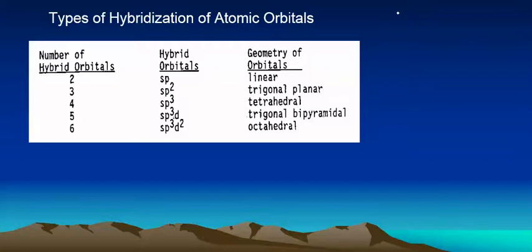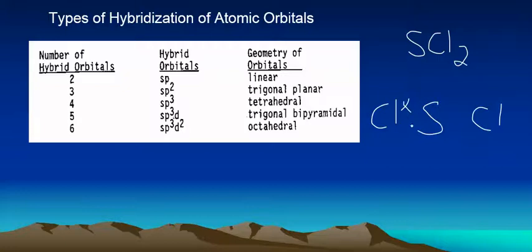You will draw a structure. Let's say you have SCl2. First thing you're going to do is draw the structure for SCl2. Without drawing all the electrons around chlorine, here's what you have around the central atom, because only central atoms form hybrid orbitals.